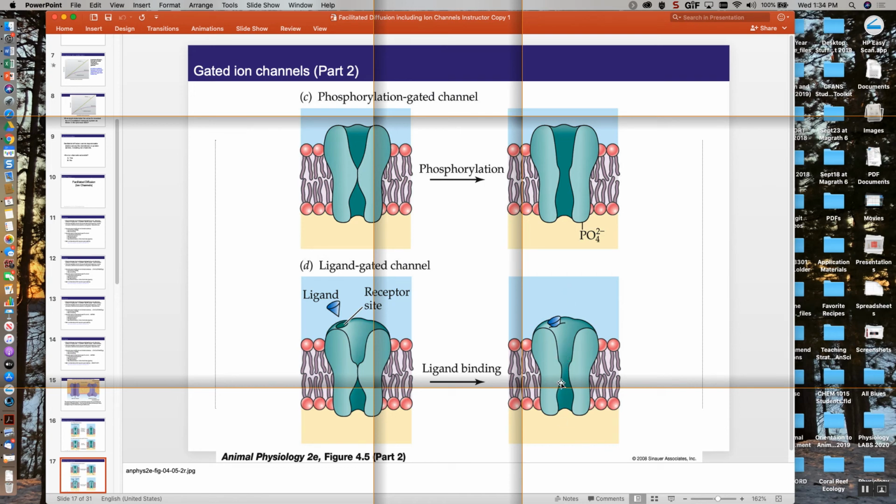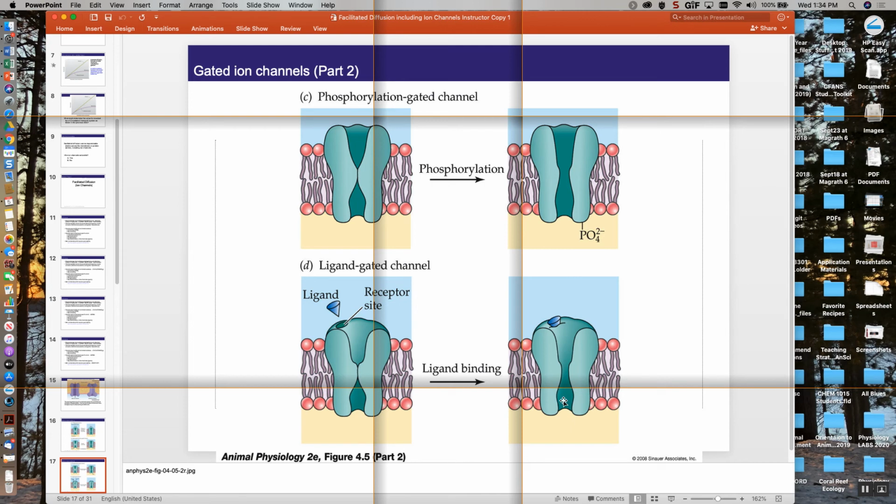Classic example is the nicotinic acetylcholine receptor, which is an ion channel. It is responsible for initiating muscle contraction. So when we get to muscle, we'll revisit this. Nicotinic acetylcholine receptors are ion channels. For our purposes here, we're just learning about the different gating properties of different ion channels.